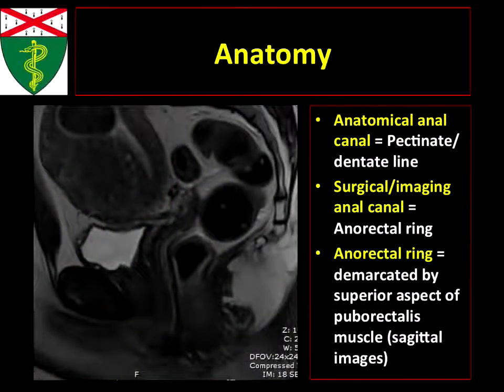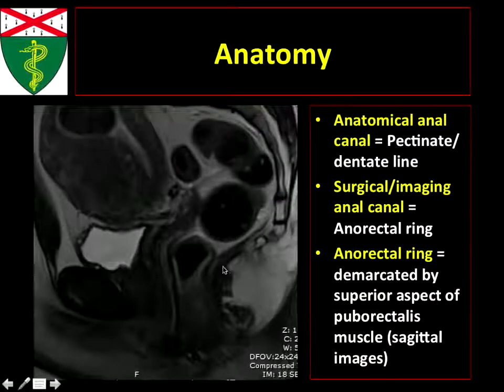This is what it looks like on imaging. I'm sure all of you have seen MRs, and if you haven't, we'll orient you again. This is what we call a T2-weighted image. And very simply put, in T2-weighted imaging, anything that contains fluid is bright. So our bladder contains fluid, so this is our bladder, it's going to be bright.